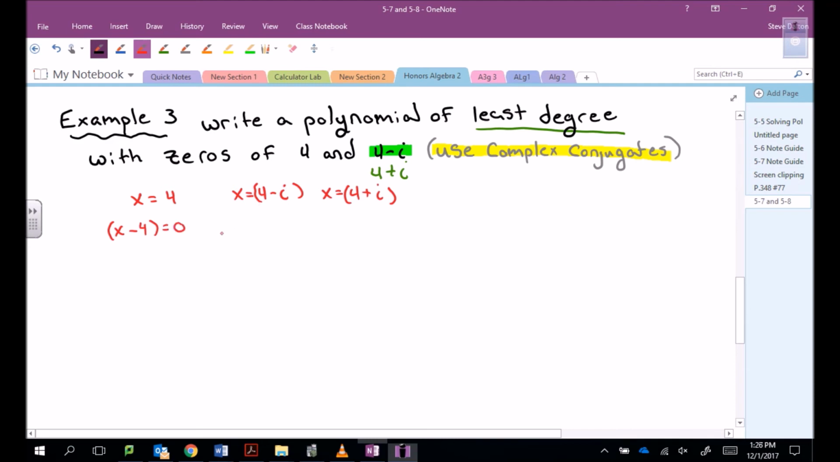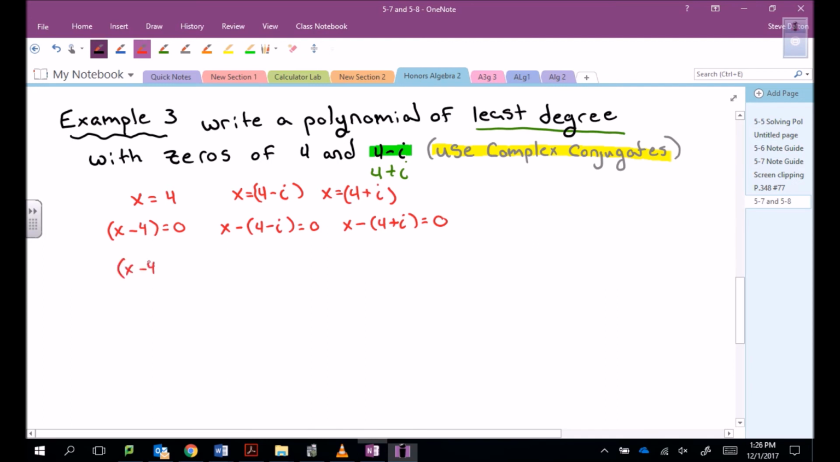Here, this is going to turn into x minus the quantity 4 minus i equals 0. And this is going to be x minus the quantity 4 plus i equals 0. Now, if we use the zero product property rule kind of in reverse, which is what we're doing, I give you the answers, now you're working back to the equation.